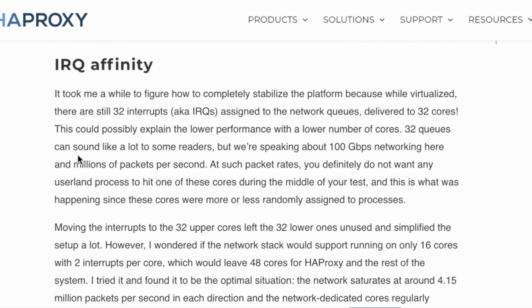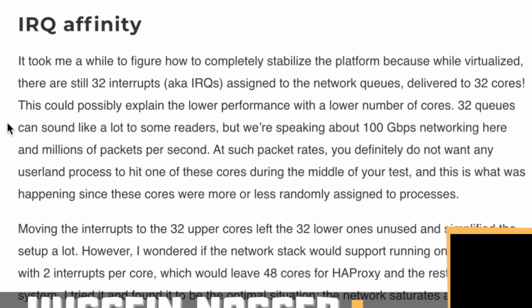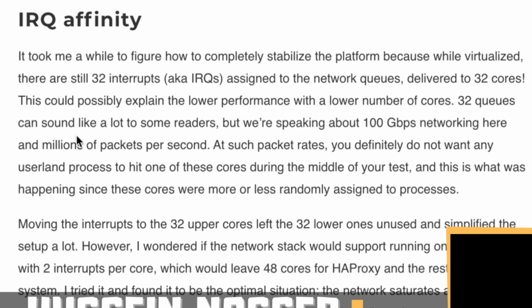Here's one of the things that I absolutely didn't know anything about: interrupt affinity. Apparently, who knew? To enable networking to send data outside of your operating system to the world, you need some operating system help, and you need cores to do that. Yeah, it's not free. Duh. Obviously, I didn't think about it, but it's so fascinating to read through this. I'm going to let you read through this, but I'm going to read part of it. It took me a while to figure out how to completely stabilize the platform, because while virtualized, there are still 32 interrupts assigned to the network queues.